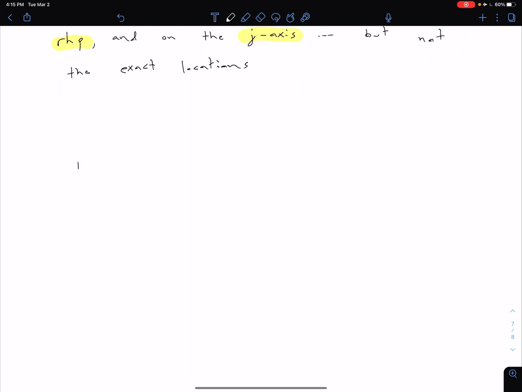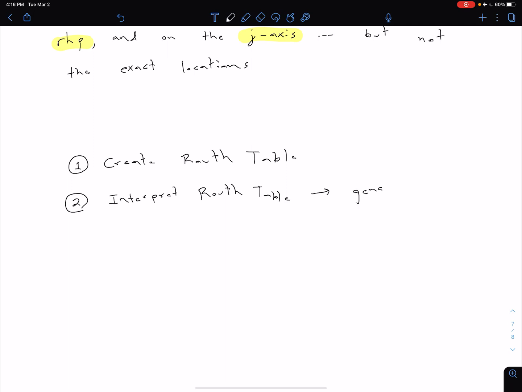Our first step for checking stability is just going to be to create something called a Routh table. After we've created the Routh table, all we have to do then is interpret it. From interpreting our Routh table, what we're going to get is a general pole location. So we're going to say we have this many poles in the left half plane, this many in the right half, this many on our j omega axis. That's really all there is to it.